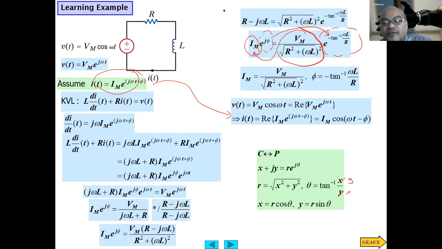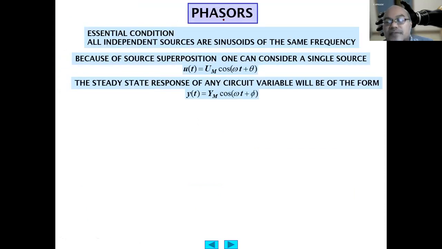Okay, I think for today I will stop at this point, where we have expressed sinusoids as complex numbers. Later, in the next subsection, we will introduce the phasor concept, where what matters is only the amplitude and the phase, because the frequency is considered the same, but we will draw it as a phasor.